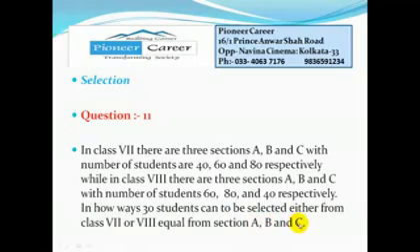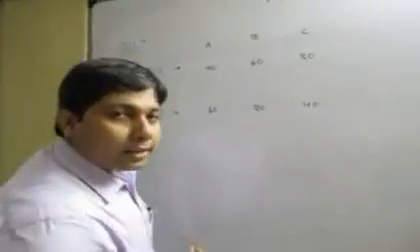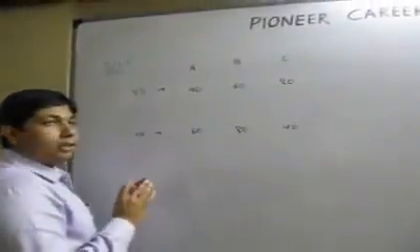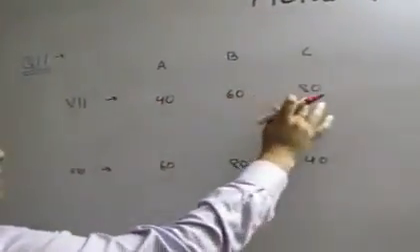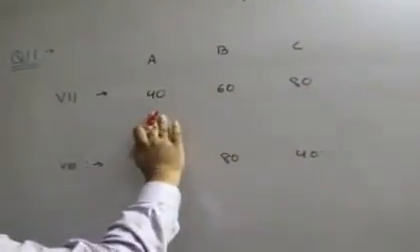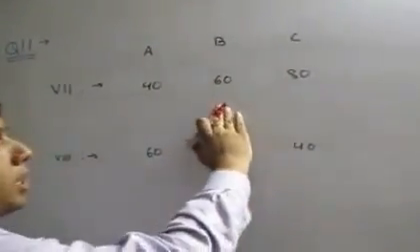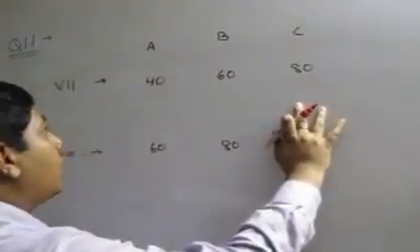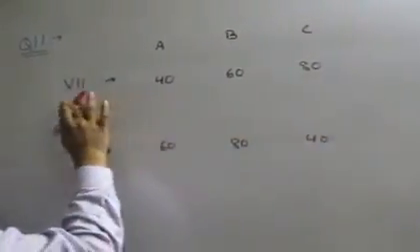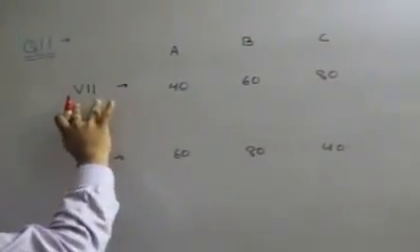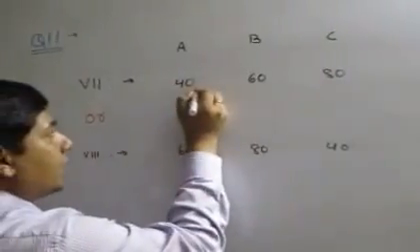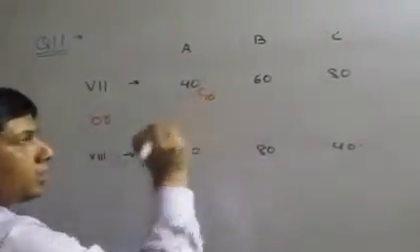Here in this question we have to select total 30 students equally from section A, section B and section C. That means 10 students from section A, 10 students from section B and 10 students from section C. Now it is given that we have to select either from 7 or from 8. So let us suppose we are selecting from 7. So out of 40 you have to select 10. How many ways? 40C10 ways.